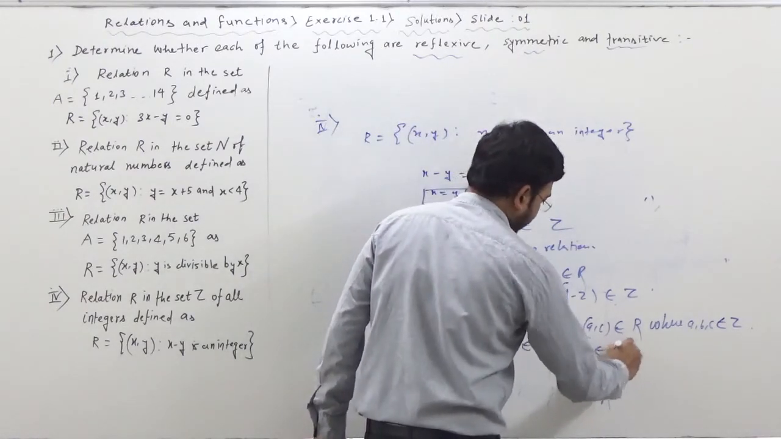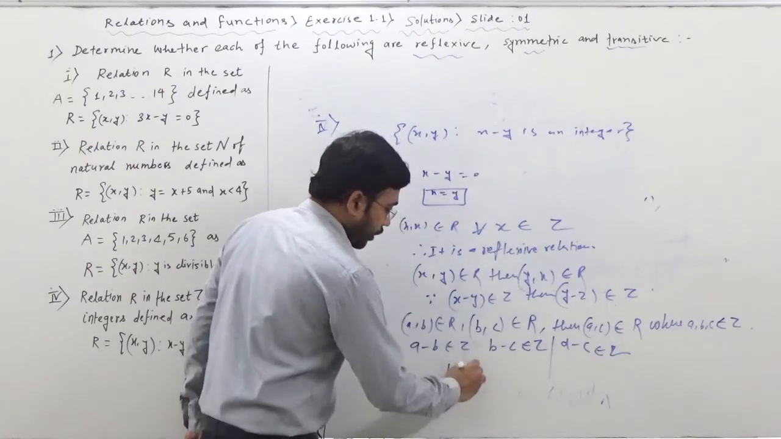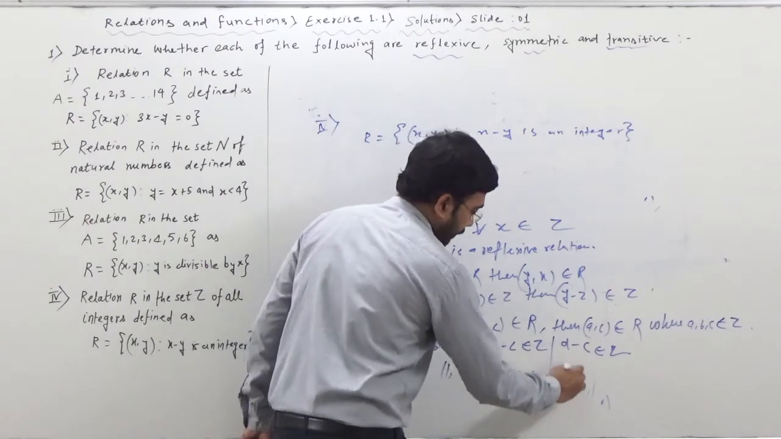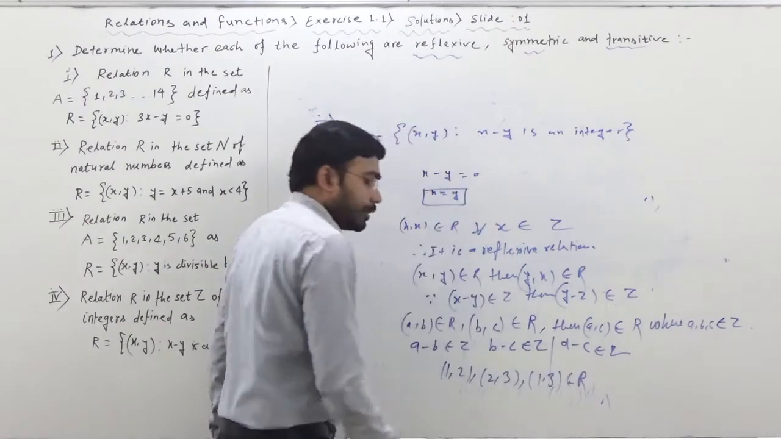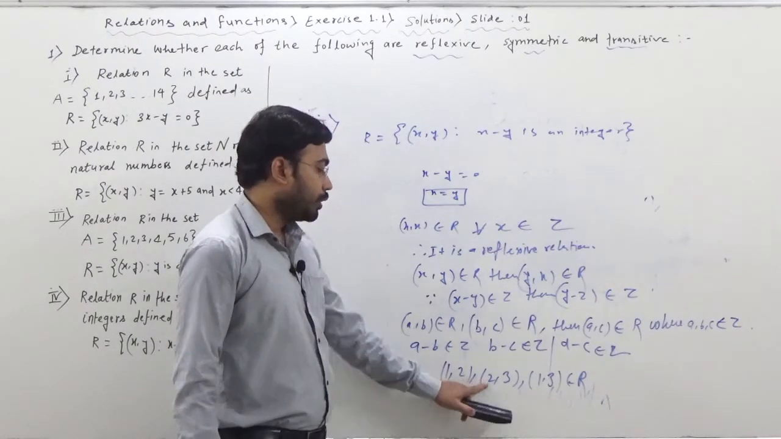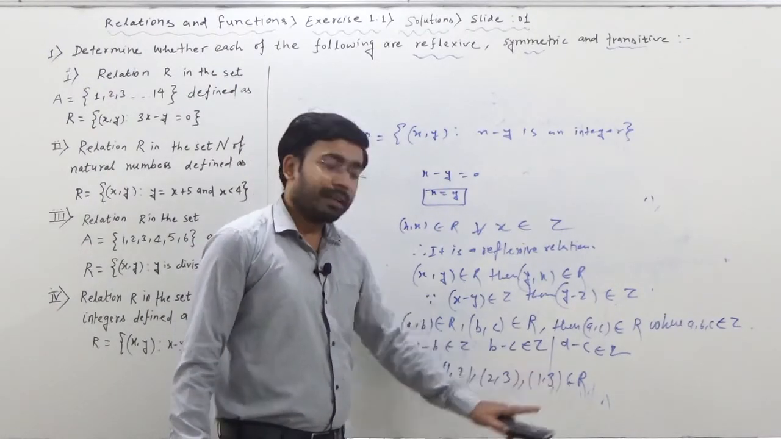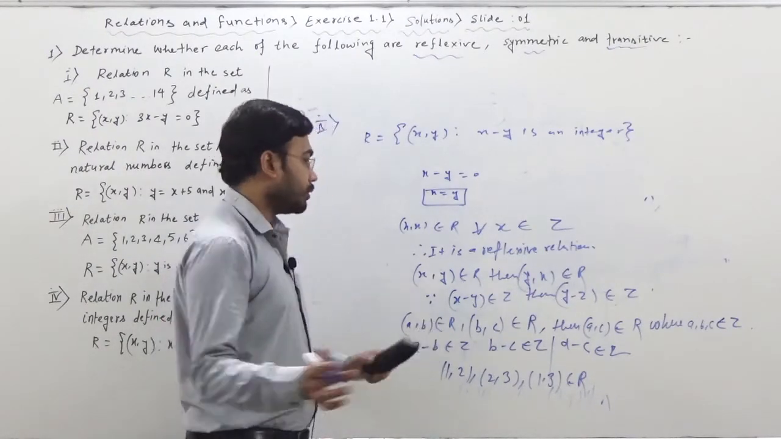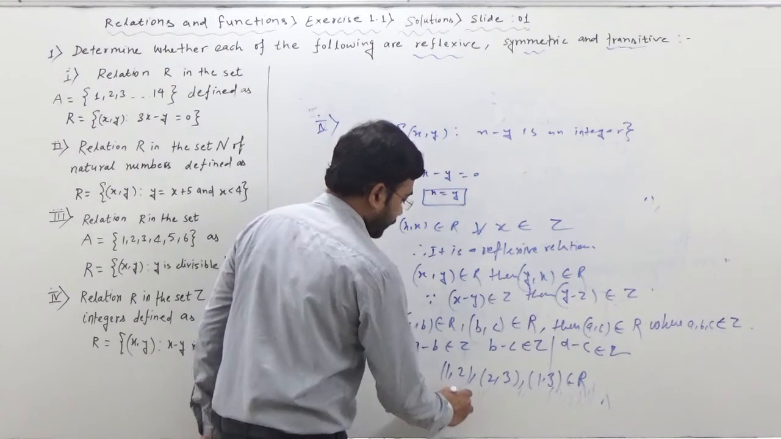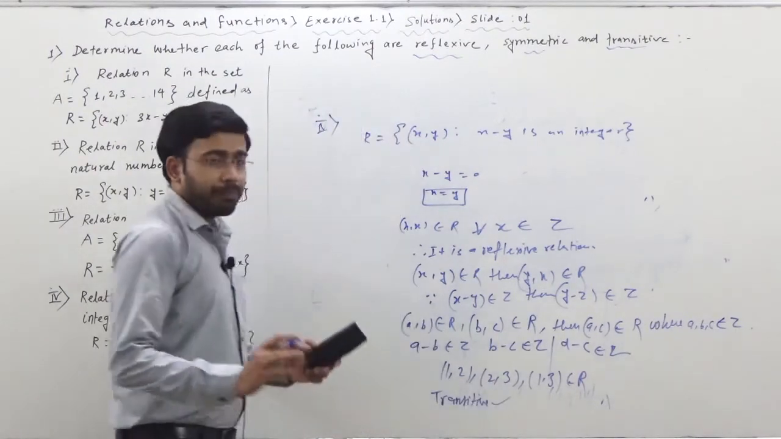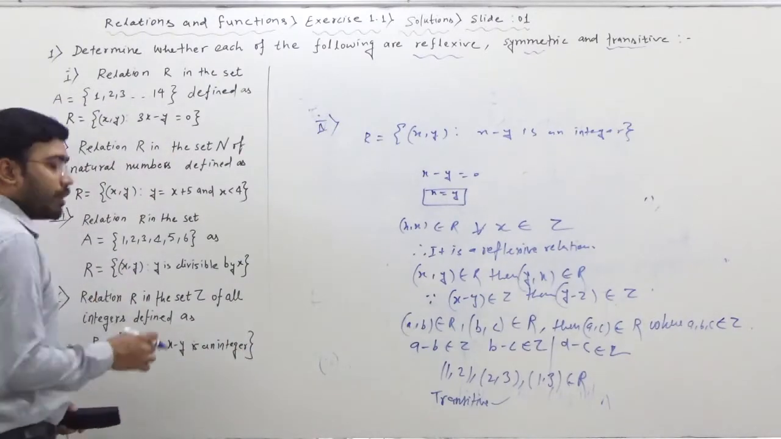You can take any example. Let's suppose (1, 2) is there, (2, 3) is there. Of course (1, 3) can be there. All belong to this particular relation. Yes or no? 1 minus 2 is an integer, 2 minus 3 is an integer, and 1 minus 3 is also going to be an integer. Plus or minus we will accept. So this is going to be a transitive relation. Alright? So now we will take the next, fifth question.